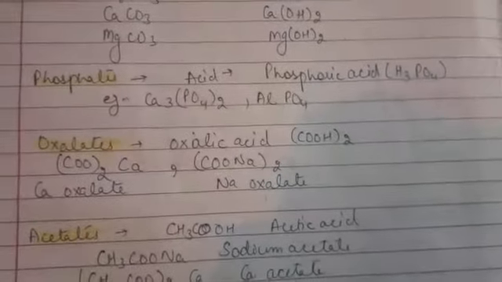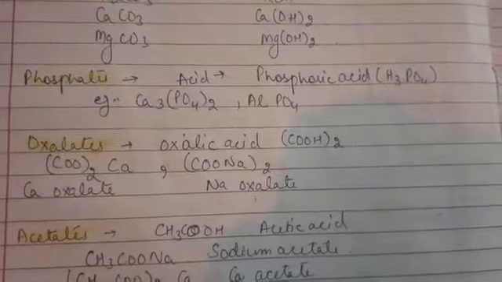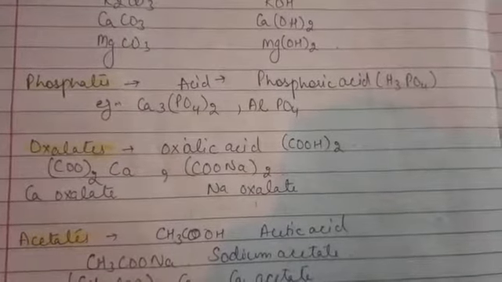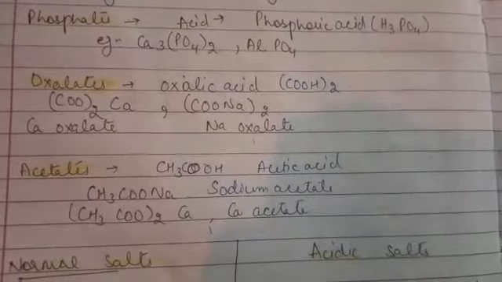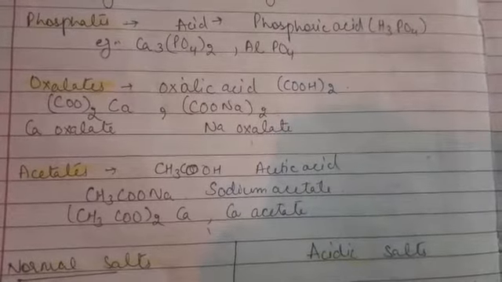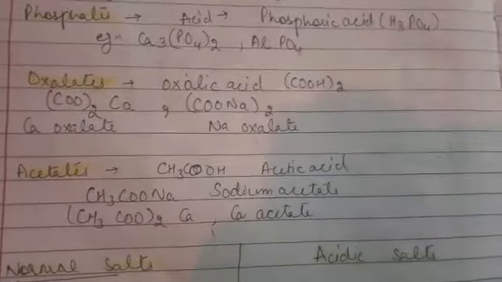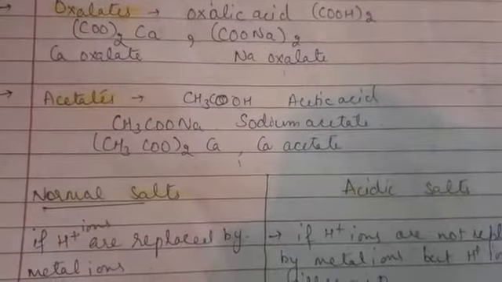Next is the oxalate family, from oxalic acid (COOH)2, and examples are calcium oxalate and sodium oxalate. Acetates, from acetic acid, and mainly used are sodium acetate and calcium acetate.